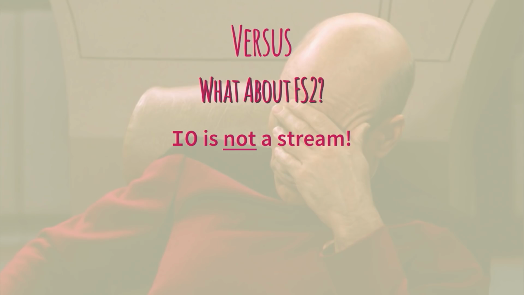So a lot of people are going to say, well, what about FS2? Why not just stuff FS2 on top of an I/O monad to get some of these guarantees? And my answer is no. Because an I/O monad is not a stream. An I/O is a production of one value, and a stream is a production of 0 to many values. You should never use a stream to model something that you would use an I/O computation to do.